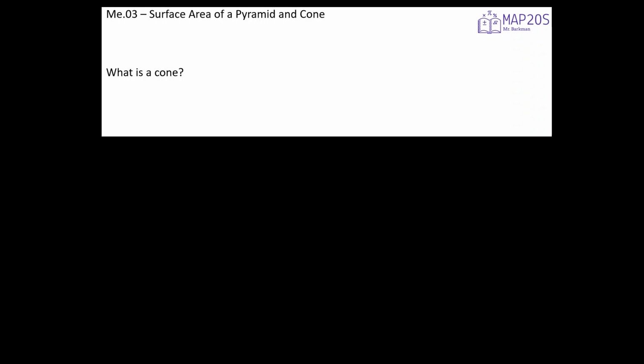What is a cone? Well, we all know it's a great device for holding ice cream. Ha! Yeah, got to add a little bit of comedy in there.